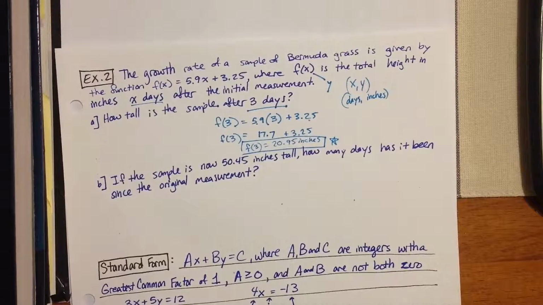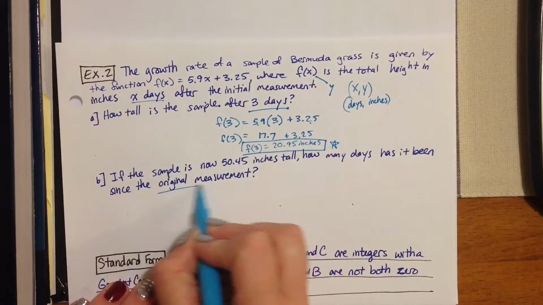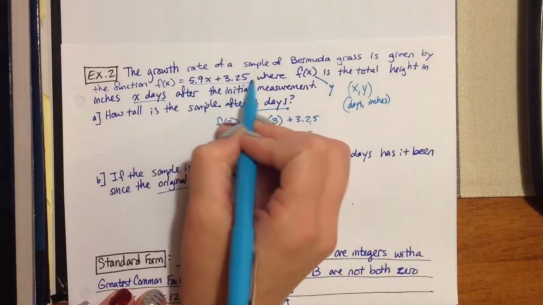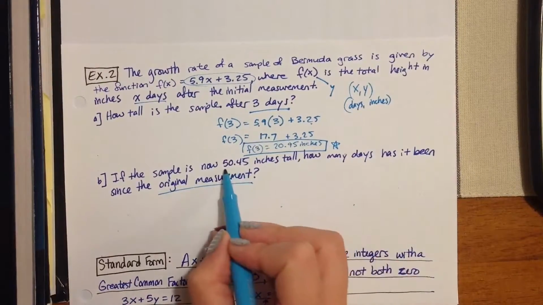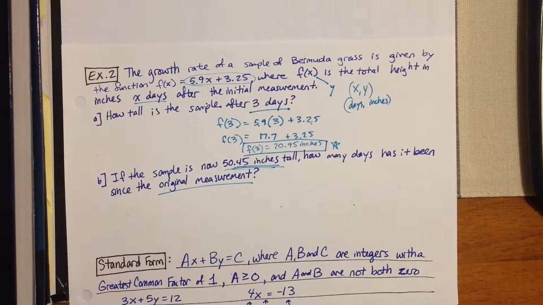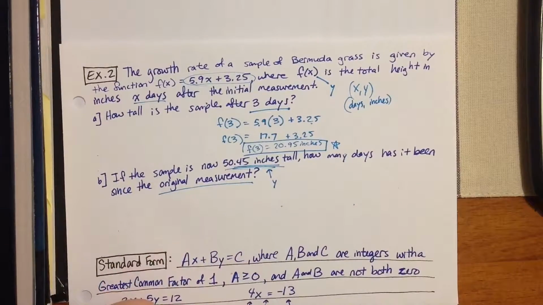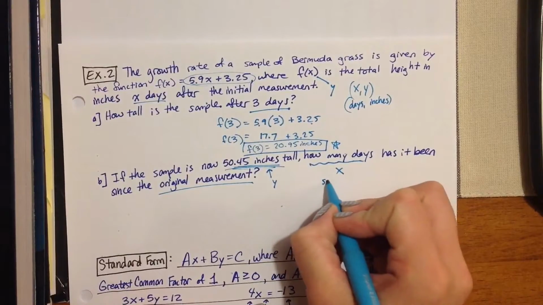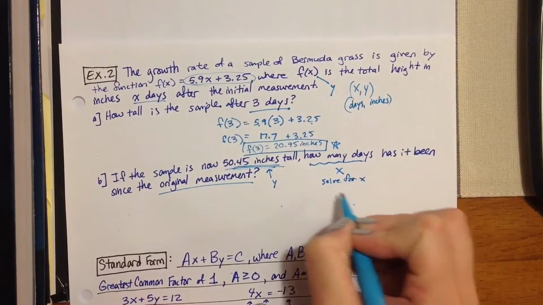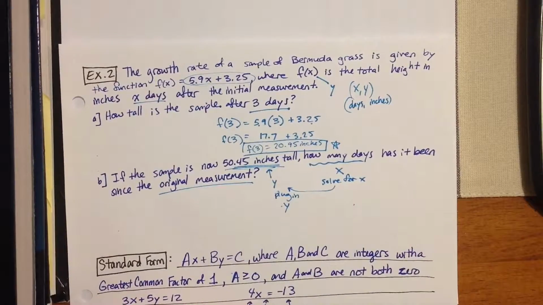If the sample is now 50.45 inches tall, how many days has it been since the original measurement? So the original measurement, we're assuming, is when they figured out that this was the relationship that we're dealing with. So if now I have, this is how many inches it is, how does that fit into my equation? Well, I know that this is going to be the y value, and I need to know how many days, which is the x value. So I think I'm going to solve for x after I plug in y. So let's see what happens there.